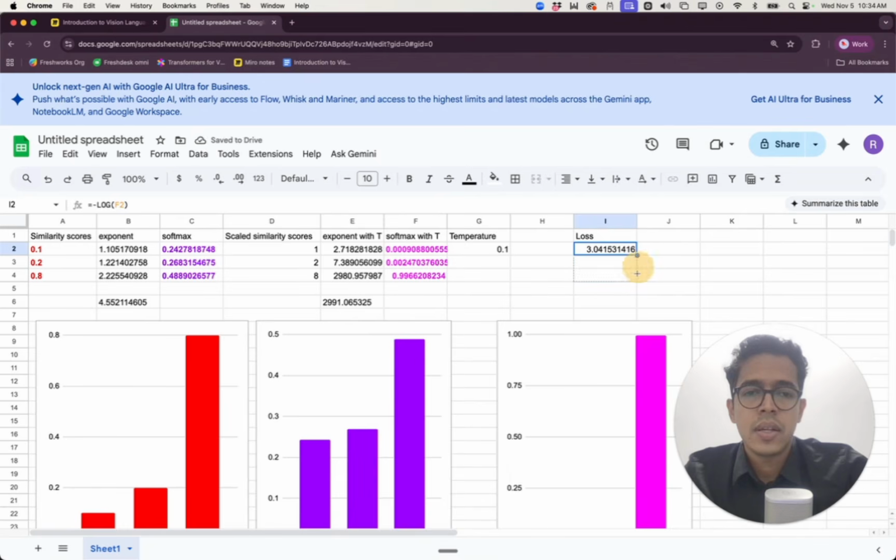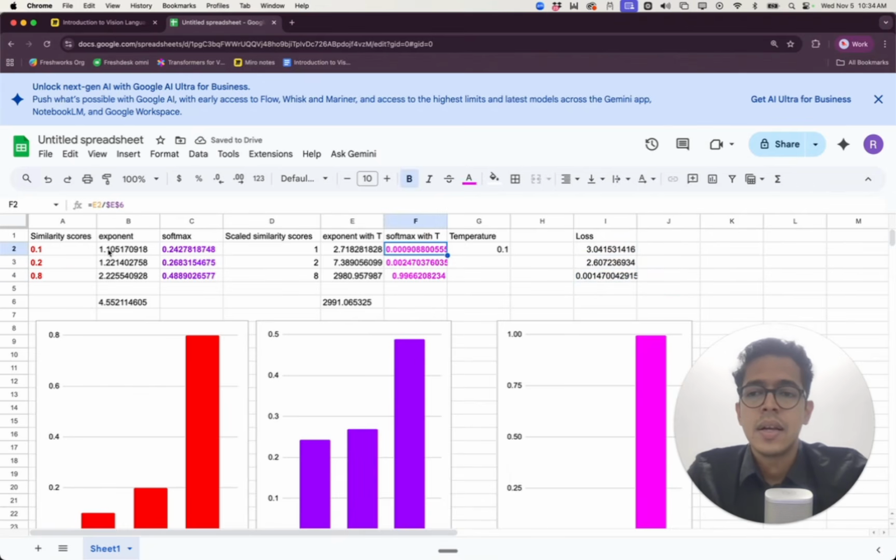So now look at the loss. Loss is highest for those two points with least similarity with the anchor, so 3 and 2. Loss is lowest for the item with the highest similarity with the anchor. So here for this, the loss is 0.004.